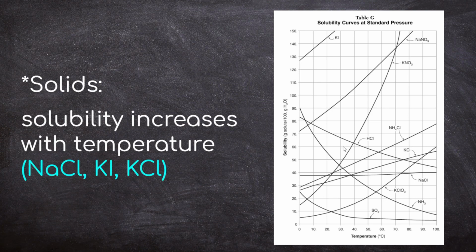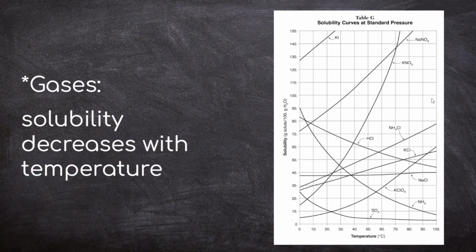Some examples, and most of them are solids on here, would be sodium chloride. Even though it's not going up very much, it is going up a little bit. Potassium iodide, very steep right here, and potassium chloride also going up. And others too, potassium nitrate, sodium nitrate, all kinds of solids on this chart.